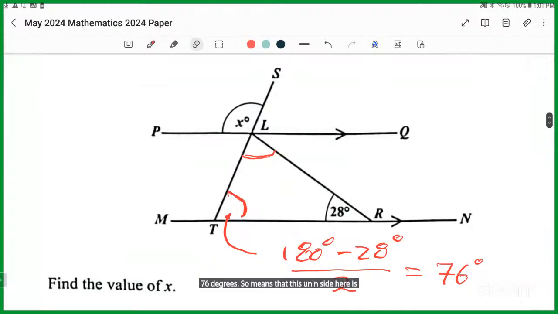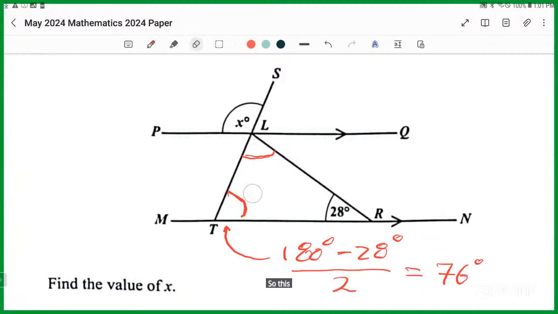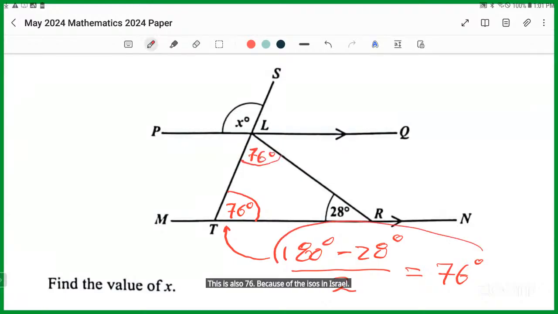I'm going to mark it better. So I'm just going to point to it like this. So this is 76. And this is also 76 because of the isosceles triangle. And I'm leaving this calculation on my paper to show the examiner how I got that, right?